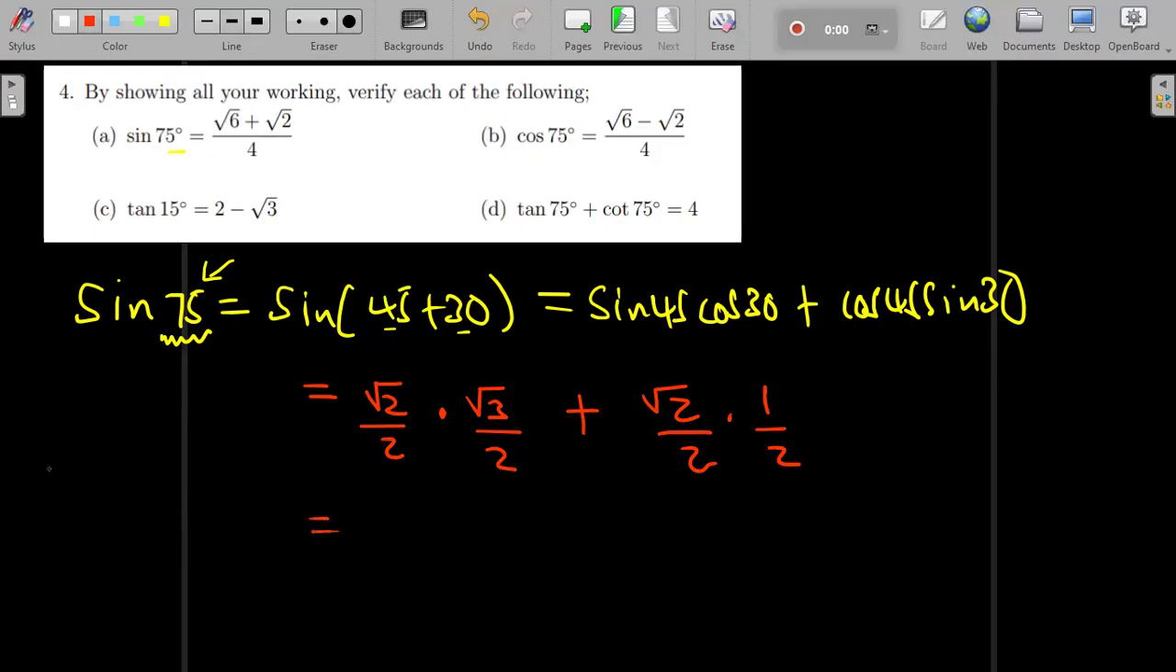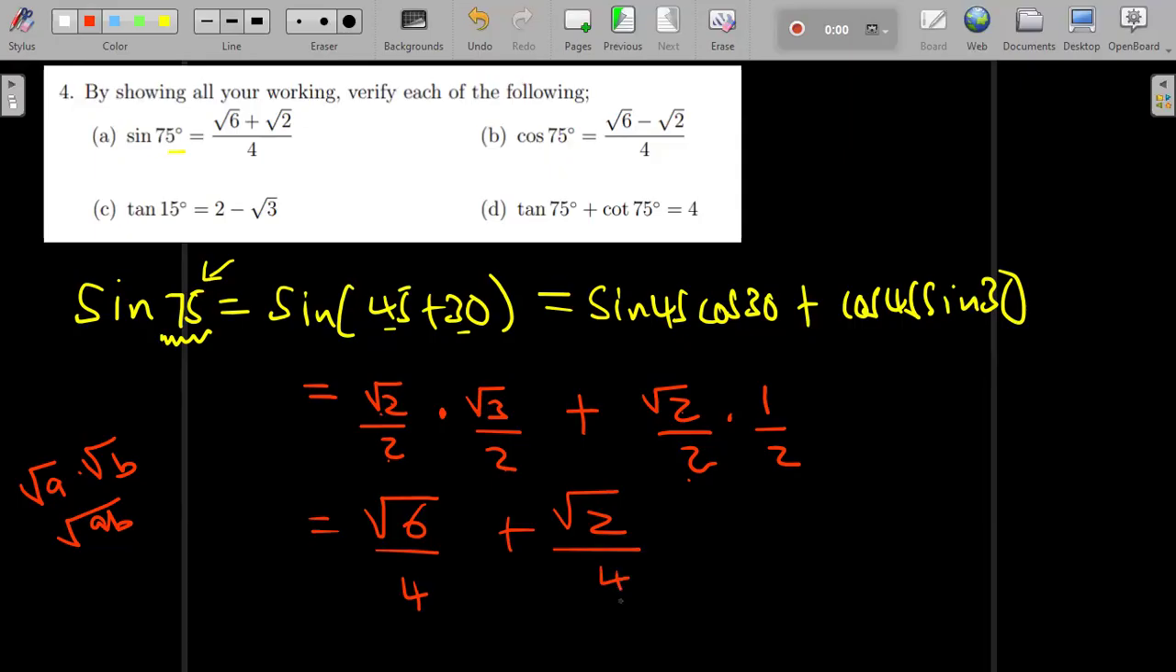So from the laws of surds that we learned in first semester, we knew that if I have the root of A multiplied by the root of B, this is the same as the root of A multiplied by B, right? So this here on top, I'm going to multiply them. It's just going to be the root of 2 multiplied by 3, which is root of 6. And then I'm dividing this by 2 multiplied by 2, which is what? 4. Then I'm going to say plus. On the other part, it will be root of 2 multiplied by 1, which is just root of 2, divided by 2 multiplied by 2, it will be 4 like that.